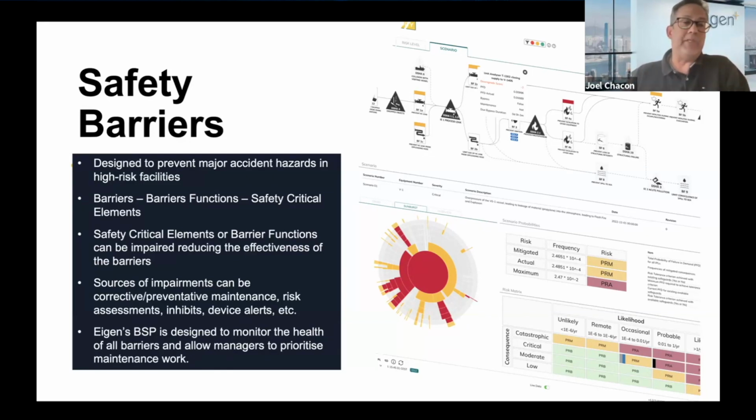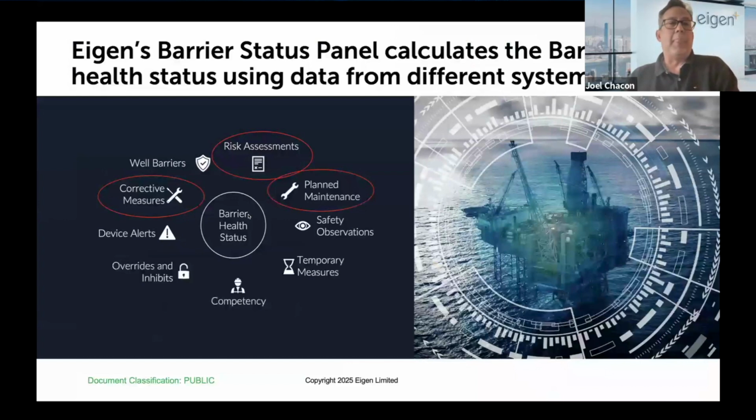What are the sources of impairments? Well, corrective and preventive maintenance, risk assessments, inhibits in the field, device alerts, etc. Anything that impairs the normal function of those safety barriers. And our BSP barrier status panel is designed to monitor the health of all those barriers and allow managers to prioritize maintenance work. So the sources of impairments, as I said, can be many things: risk assessments, planned maintenance, corrective maintenance, safety observations, device alerts, inhibits, even competency of staff.